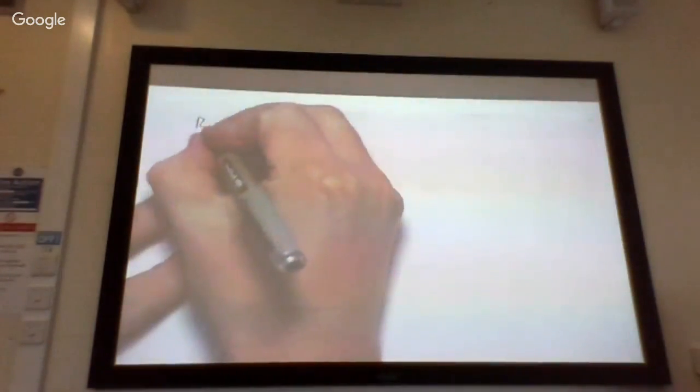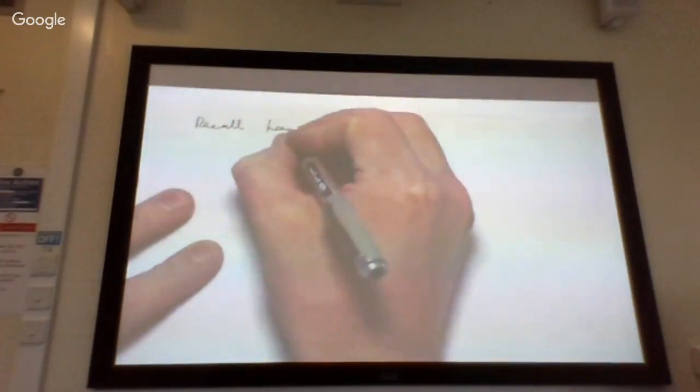Final topic, which is group actions and the Sylow theorems. Just to give a very broad indication of what the Sylow theorems are about, recall Lagrange's theorem.